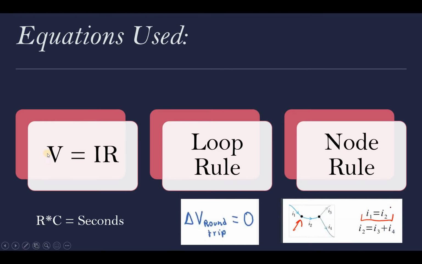So the equations that I use would be V equals I times R; the loop rule, where the total potential differences around the whole loop is equal to 0; the node rule, where current in equals current out; and then R times C is equal to seconds.